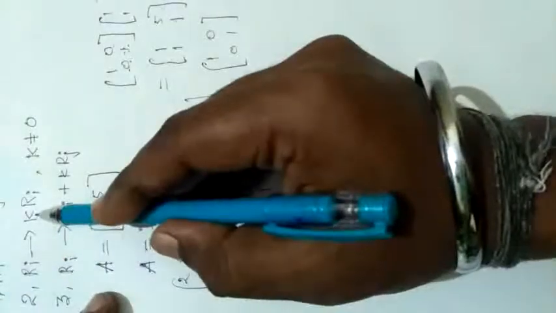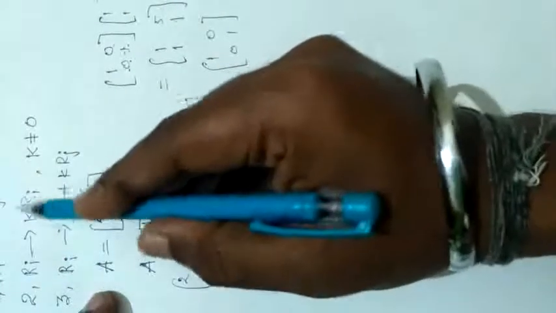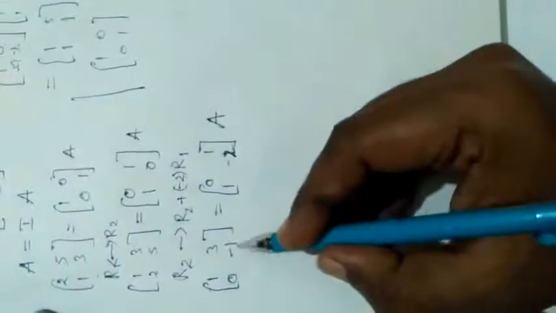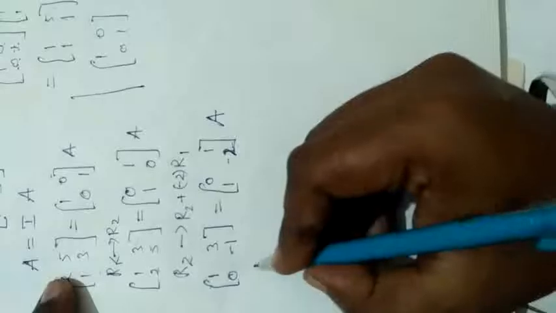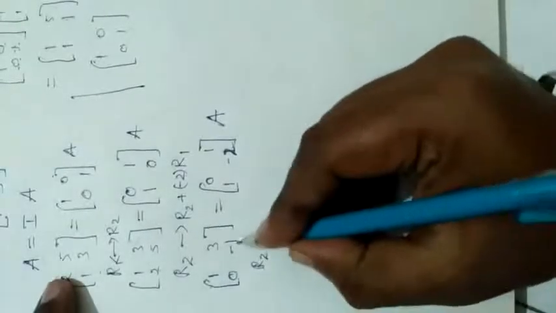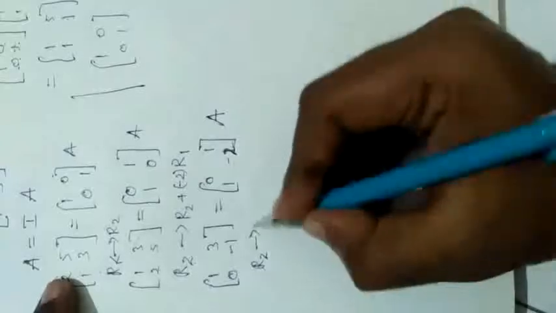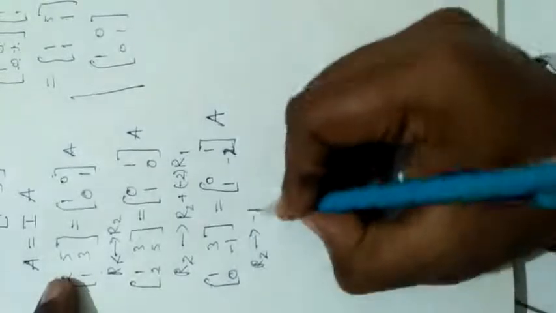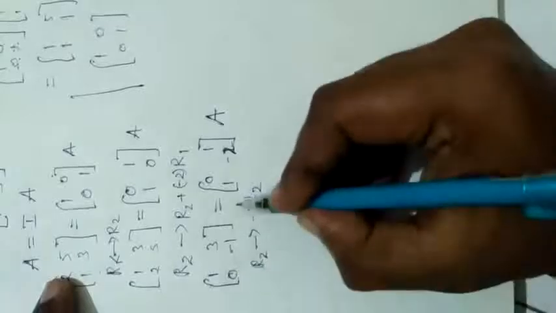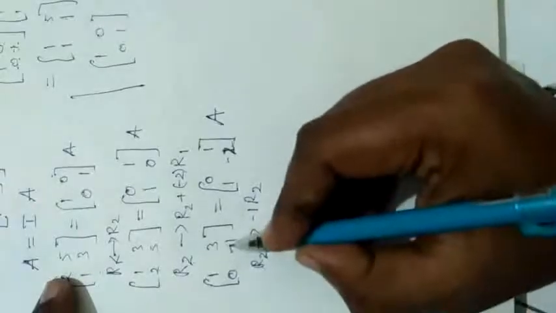Okay, so what is property 2? Ri tends to k times Ri. That means any one particular row you can multiply by a constant, but the constant should not be 0. So to make this as 1, I'm going to make this row fully, that is present in row 2, so row 2 tends to minus 1 times row 2. That means this row fully, if I multiply by minus 1, then this minus 1 will become plus.